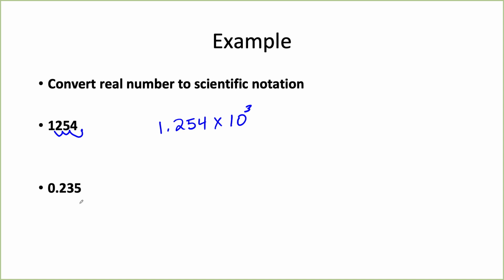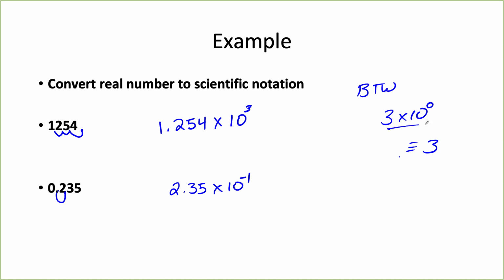Now convert this into scientific notation. This is going to be easy. We move it 1, so it's 2.35 times 10 to the minus 1. We're moving it to the right, so it's a minus 1. Oh, by the way, 3 times 10 to the 0 is equal to 3. This 0 exponent just means multiplying by 1, so we really don't do that. Only teachers who want to trick people write this down. So this is how we use the numbers.